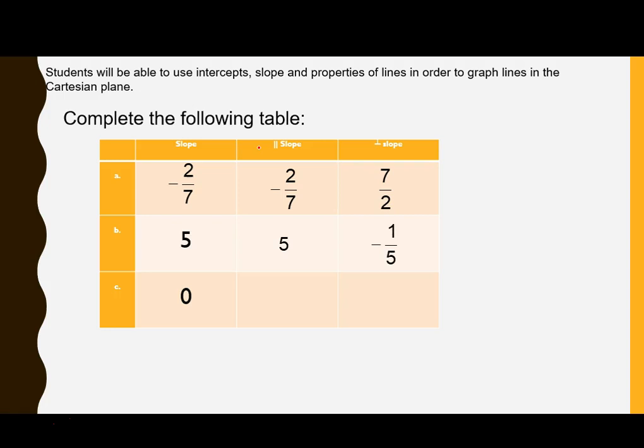Parallel slope of 0 would be 0. Perpendicular slope would make it opposite, so that'd be negative, and reciprocal, which would be -1/0. Can you divide by 0? So it's undefined. So that's why horizontal lines and vertical lines are perpendicular.